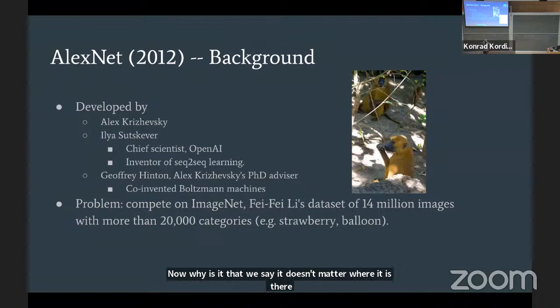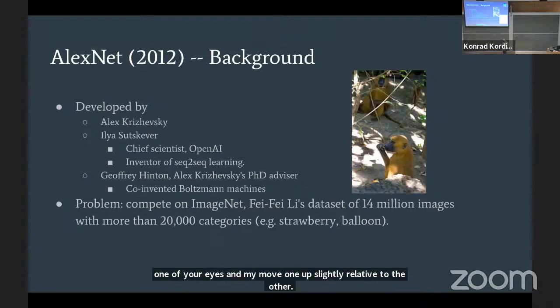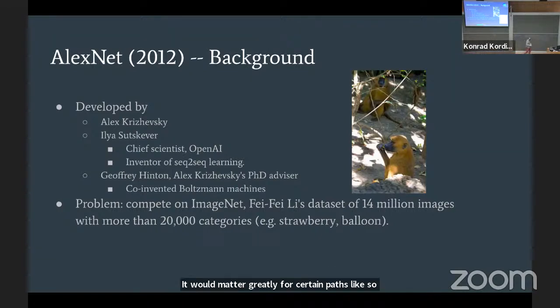Now, if I take one of your eyes and move it up slightly relative to the other, it would matter greatly for certain tasks, like symmetry detection. There exist newer versions. Slowly, max pool has been losing attractivity, so a lot of people now don't use it. They use more sophisticated versions, and transformers can be seen as if it was a convnet, only that it can be much more precise and use more precise relationships between things.